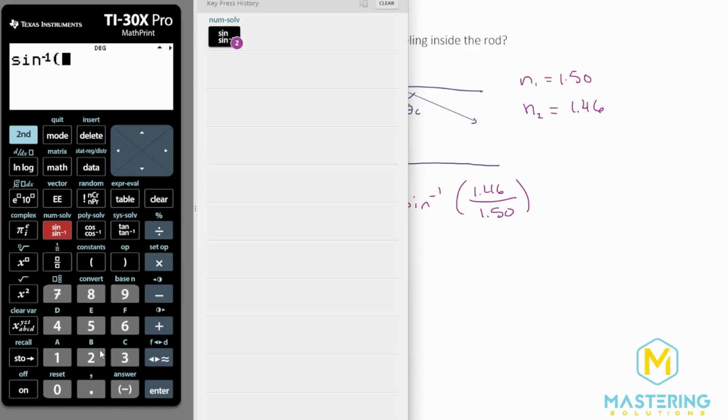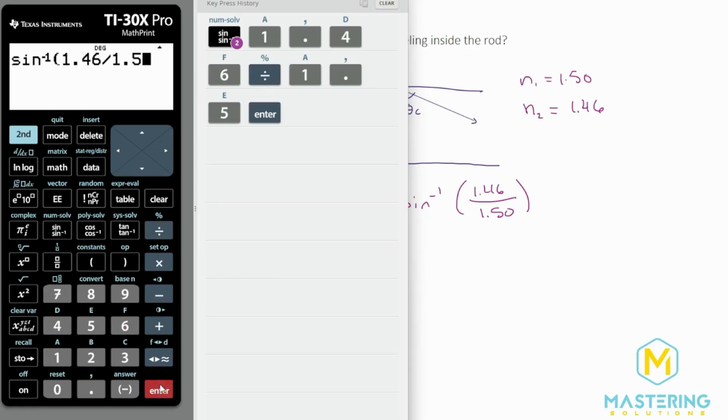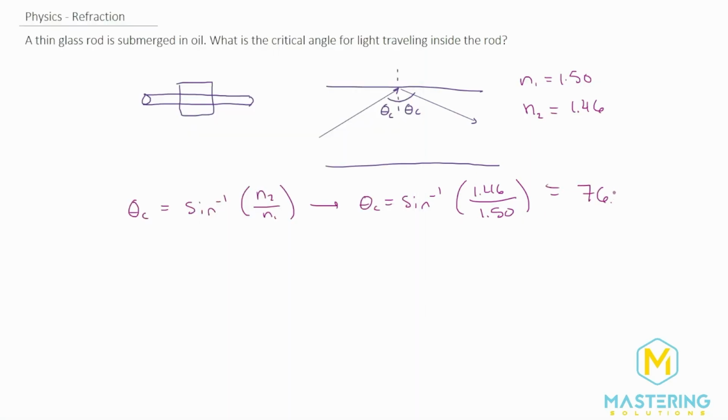But when we plug this in, we have the inverse sine of 1.46 divided by 1.5. So the critical angle for this is going to be 76.7 degrees for this glass rod submerged in the oil.